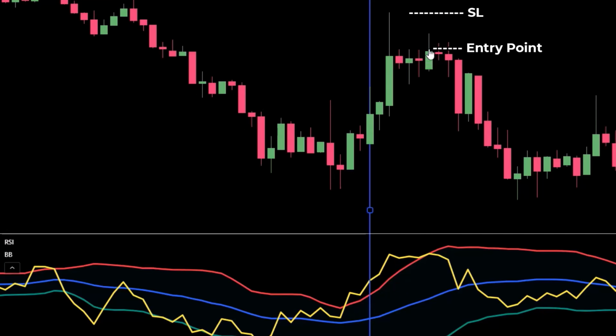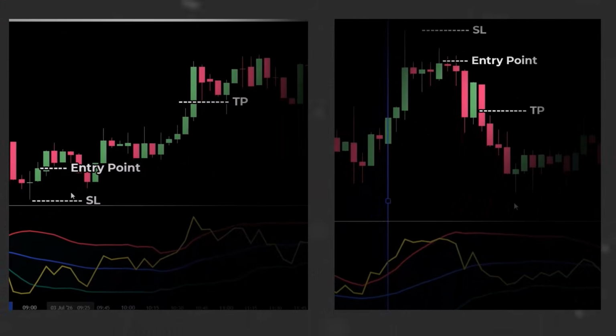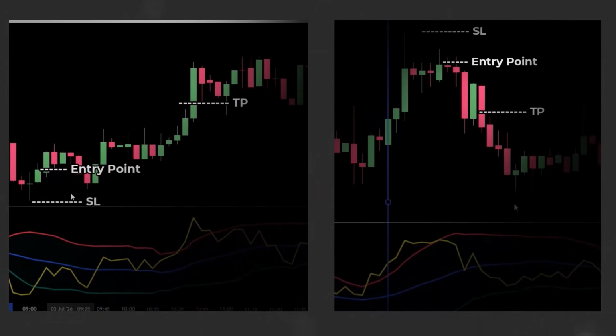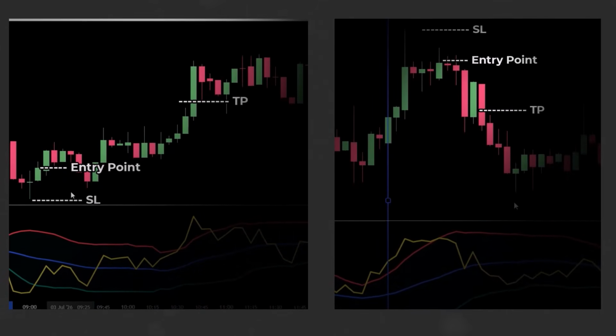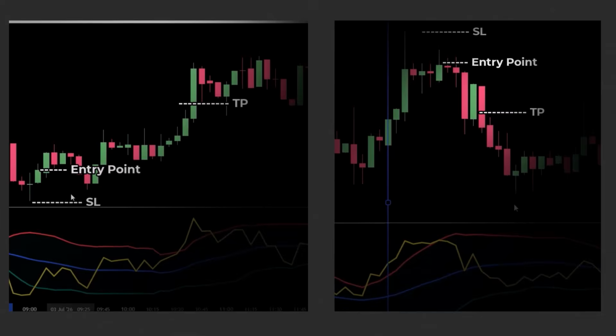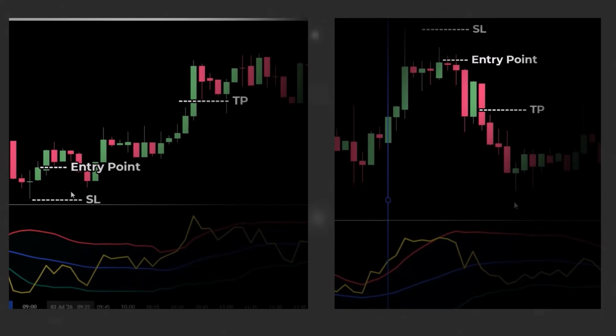For the stop loss, we place it just above the recent swing high, and for take profit, we aim for a 1 to 1.5 risk to reward ratio. Notice a pattern? In both cases, we are not guessing. We are waiting for the market to exhaust its momentum, and then we are simply catching the turn.